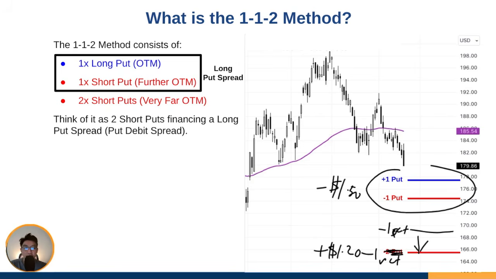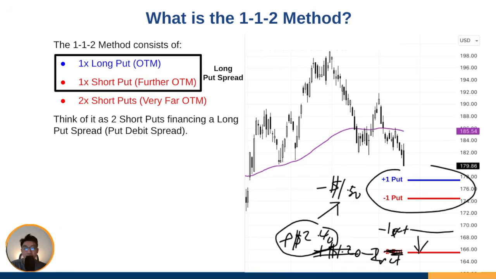So in order to compensate for this, what they do is they sell two short puts. So this way, instead of getting $1.20, what you have right now will be $2.40. So now you have much more premium to finance this put debit spread that you're going to buy. So this is the whole idea of this strategy, right?